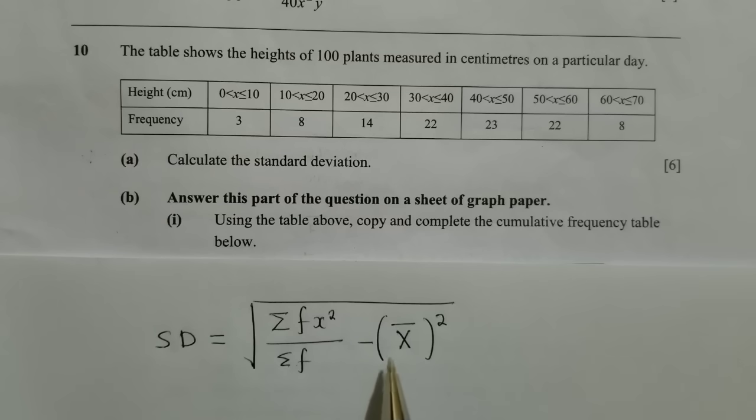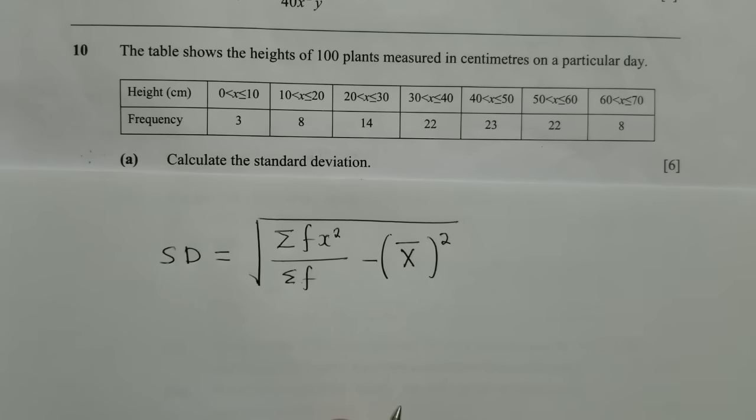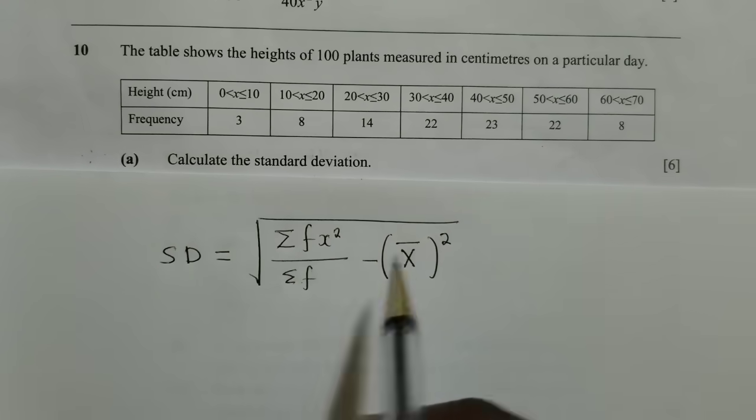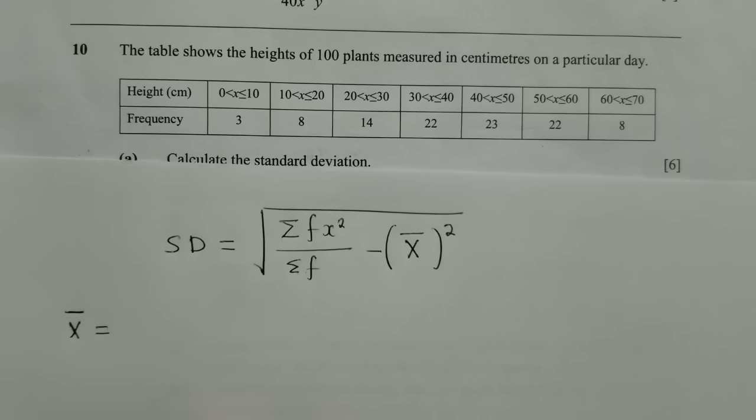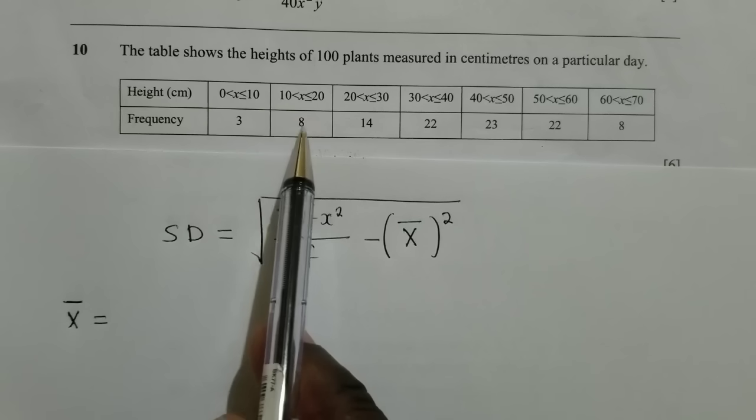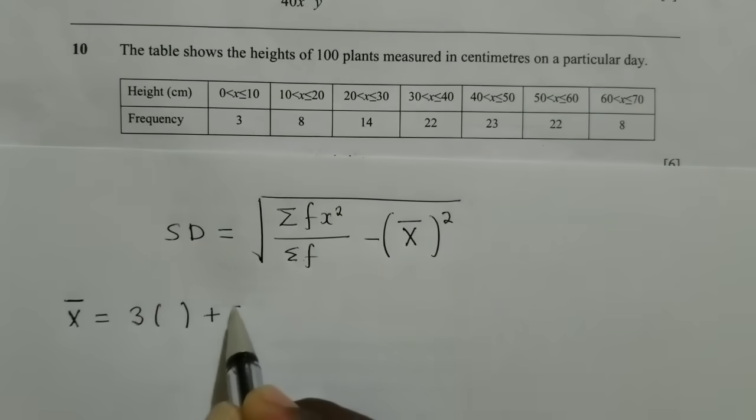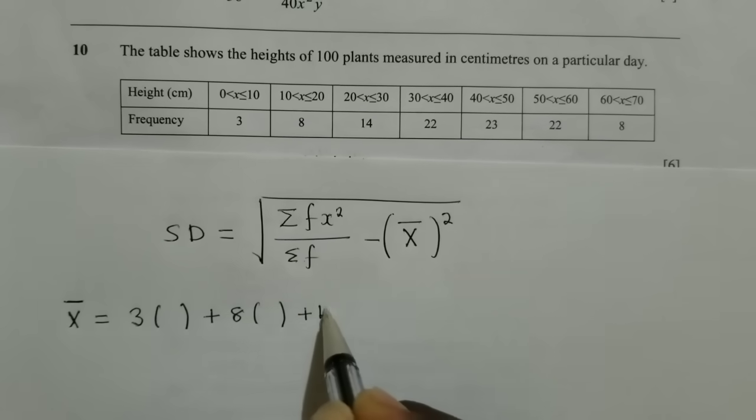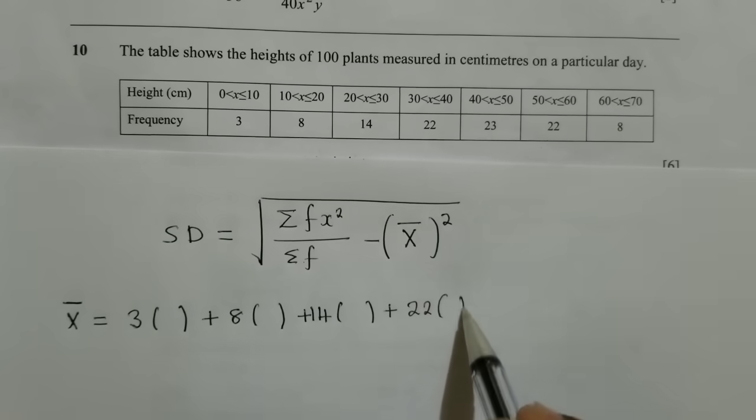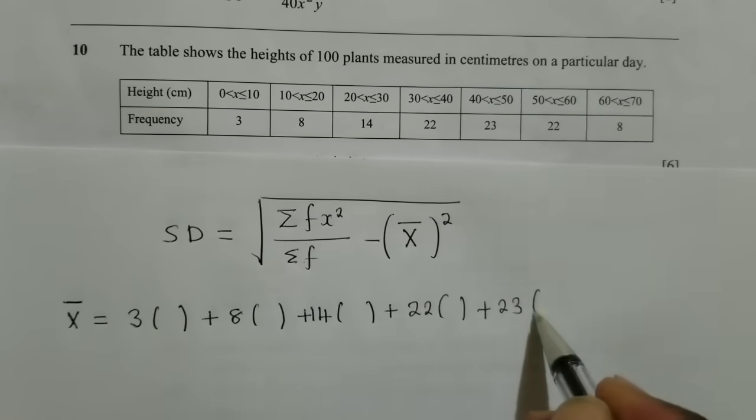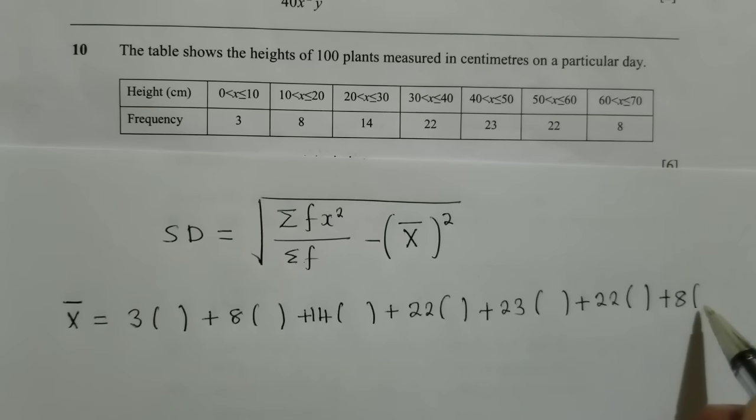So this x bar is the mean. I like encouraging people when calculating standard deviation to use this formula and start with the x bar, which is the mean. So we shall say x bar is equal to the mean. When trying to find the mean, you copy the numbers which are down here. So start with a 3, open bracket and close, plus 8, open and close, plus 14, open and close, plus 22, you can see 22 over here, open and close, plus 23, open and close, plus 22, open and close, plus 8, open and close.